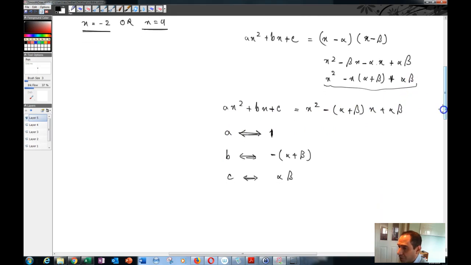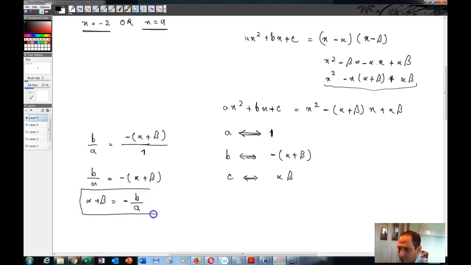So if I want to know, in terms of the coefficients, what alpha plus beta would be, if I divide b by a, that would be equal to negative of alpha plus beta divided by 1. What that means is that b by a is equal to negative of alpha plus beta. So alpha plus beta is equal to negative b by a, and that's what it means.